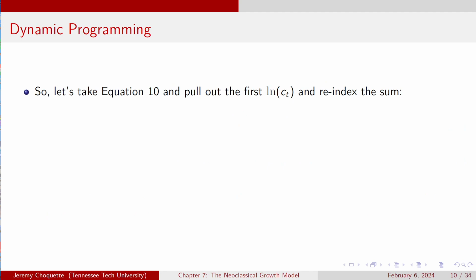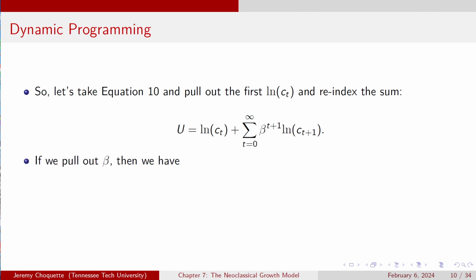So I'm going to pull out that first natural log of c_t, and I'm going to re-index that sum. So it's the natural log of c_t plus the sum as t goes from 0 to infinity of beta to the t+1 times the natural log of c_t+1. I can pull that beta out, because it's beta to the t+1, so it's beta to the t times beta. I can just pull that beta out and put it in front of the sum, because remember, the order of multiplication doesn't really matter. So now it's the natural log of consumption plus beta times the sum as t goes from 0 to infinity of beta to the t times the natural log of c_t+1.